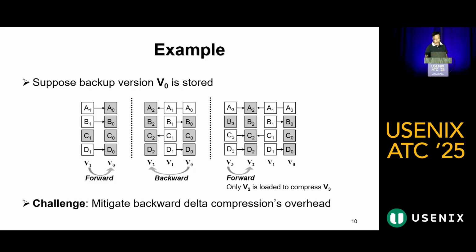However, if you do this backward, you also need to fix the old chunk and delta compress it with the new chunk. Originally, we use C0 as the base chunk. Now, if you choose C2 as the base chunk, you also need to delta compress C0 with respect to C2. So this backward delta compression will generate some overhead, and that's also what we want to address in this work.